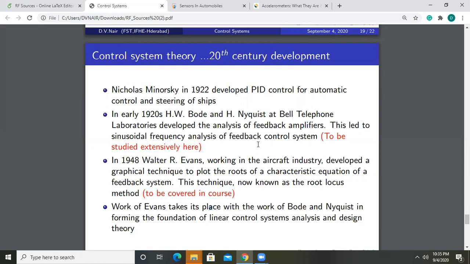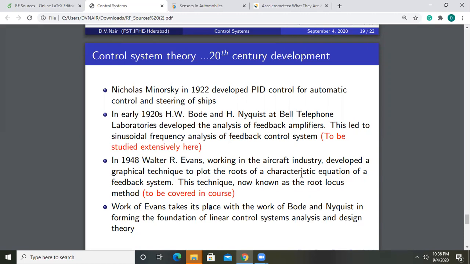Evans, while working in the aircraft industry at the Boeing plant, again in USA, developed a graphical technique to plot the roots of the characteristic equation of a feedback system. He continued the work of Bode and Nyquist. And here he extended a new graphical technique whereby you can obtain a loci of roots that would be generated by varying a given parameter of a system. And this technique is today called the root locus technique.